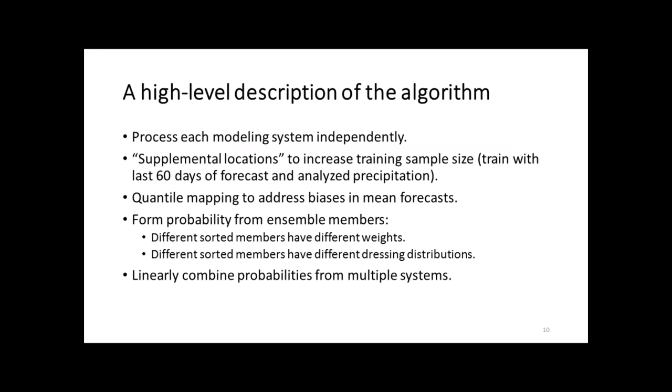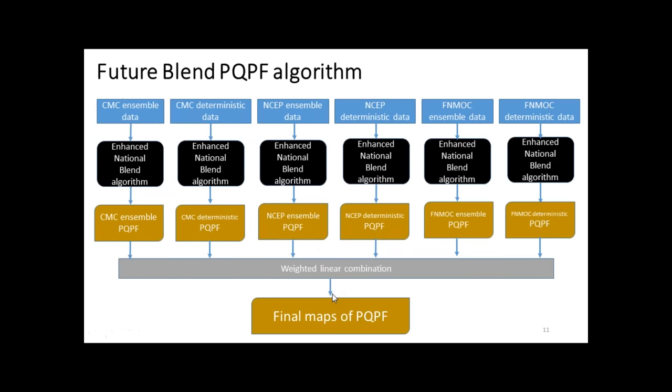So here's a high-level description of the algorithm, and then I'll get into the details here. We're going to process each model independently, and then I'm going to address that sampling deficiency, where having the past 50 or 60 days doesn't really get you that much, by bolstering my training data by using other locations that have similar climatologies and terrain characteristics. That's what I call the supplemental locations process. I'll address the systematic errors through quantile mapping, and I'll talk about what I mean by that. Form a probability from the ensemble members through a technique called dressing, and I'll get into those details. And then finally, the step is combining information from the different prediction systems.